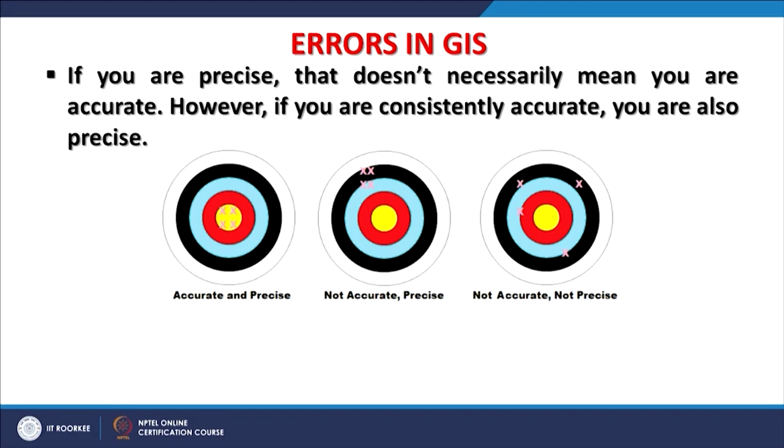So, sometimes we may be accurate but not precise, and many times we may be not even accurate and not precise. So, one has to be very, very careful that if you are precise, that does not necessarily mean you are accurate. However, if you are consistently accurate, you are also precise, like in the first example.